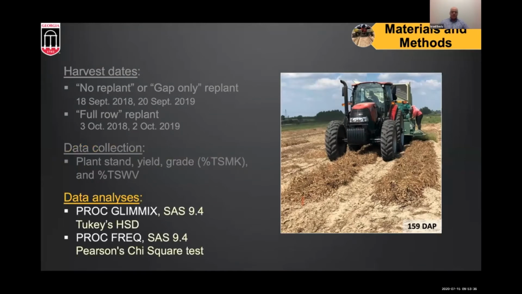For this presentation, we'll be focusing on percent TSWV and a mention of yield in one of the graphs. For data analysis, we used Proc GLIMMIX in SAS 9.4 with a mean separation using Tukey's HSD, and Proc FREQ in SAS 9.4 with Pearson's chi-square test.